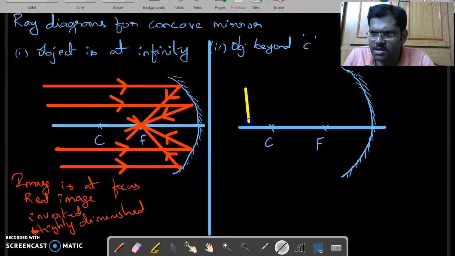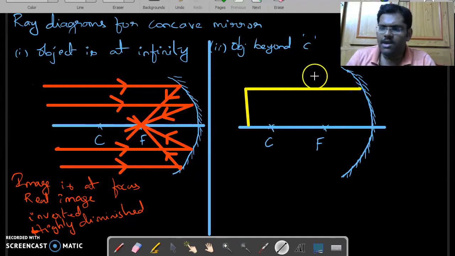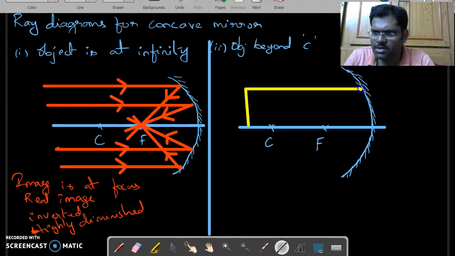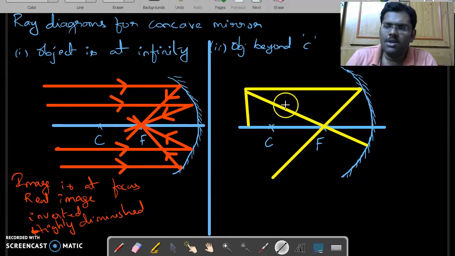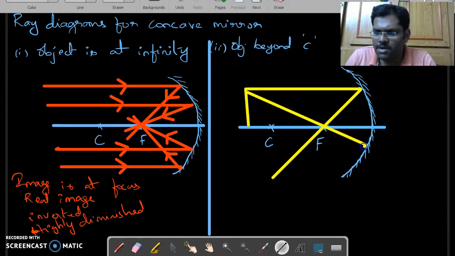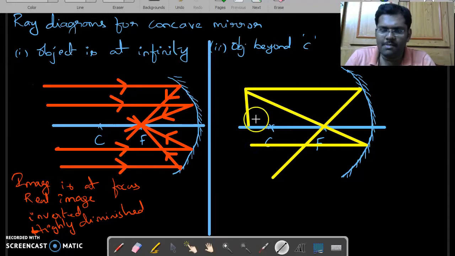So when the object is kept beyond C, let us see where the image is formed. The first ray should be parallel to the principal axis, and when it is parallel to the principal axis, it passes through the focus like this. The second ray should pass through the focus, and when it passes through the focus, it goes parallel to the principal axis like this. It should be exactly parallel.